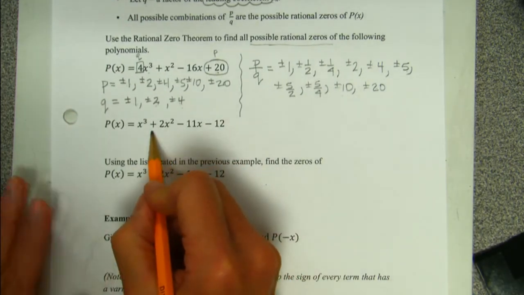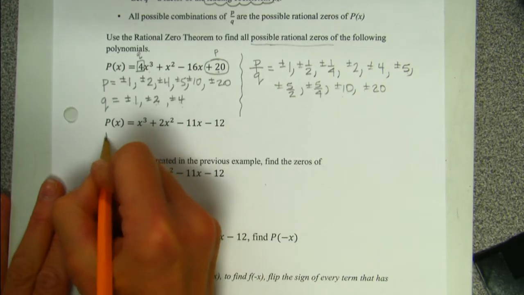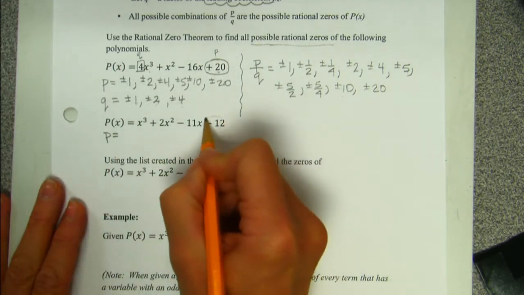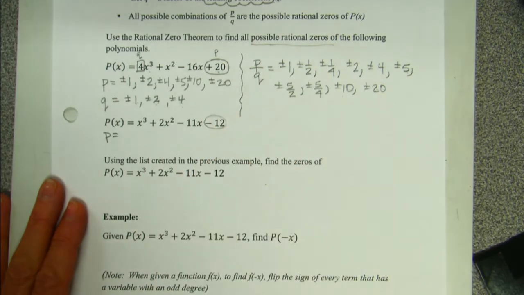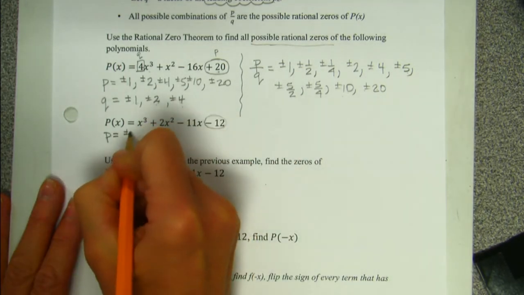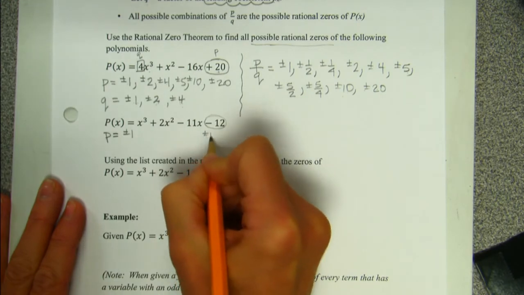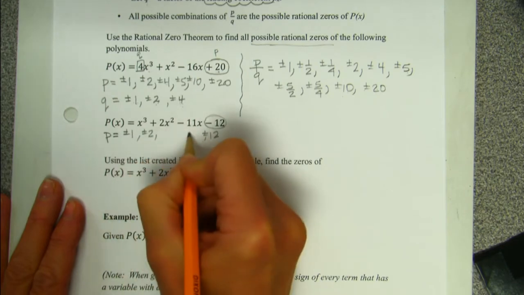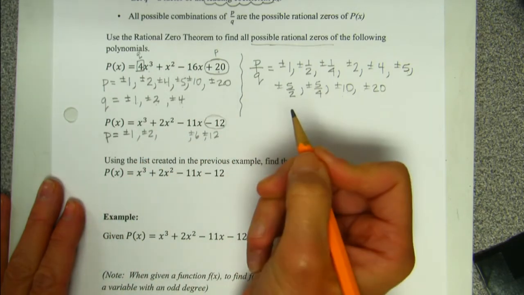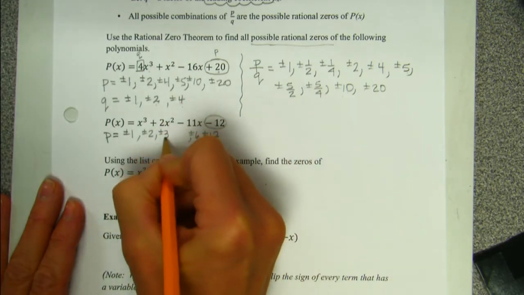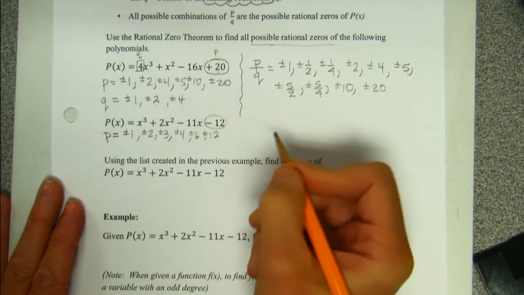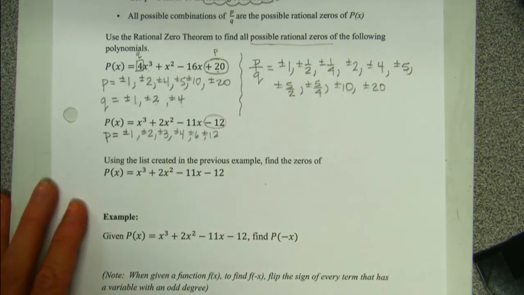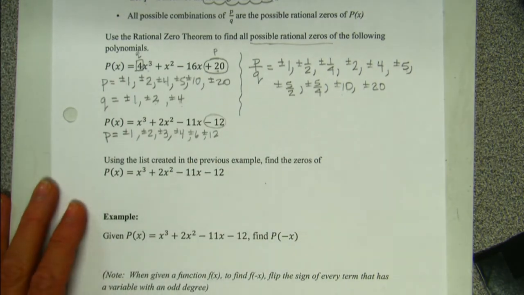Okay, so if you're given this problem, you make a list of p's. P's are the factors of your constant. That's negative 12. Plus or minus 1, plus or minus 12. 2 goes into 12, 6 times. 3 goes into 12, 4 times. 4 goes into 12, but it's already in my list, so we know we're done. Those are the factors of 12.